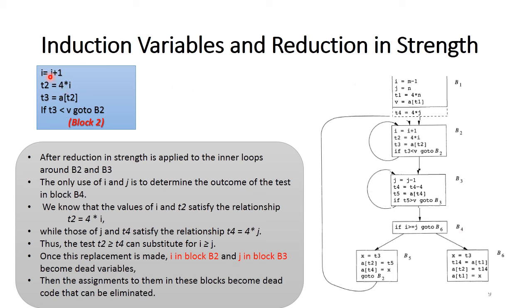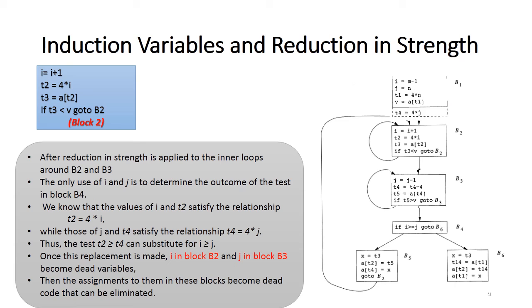Likewise, let's consider block 2. Again in block 2, we have I and T2. These I and T2 are in lockstep. We cannot omit them because I is being used over here in B4 and T2 is being used over here. So we can't completely eliminate it. But whenever I is incremented, the value of T2 will be added by 4. There it is reduced by 4, here it is added by 4. So instead of writing T2 is equal to 4 into I, we simply add the value, and the initialization can be written in the initial block.